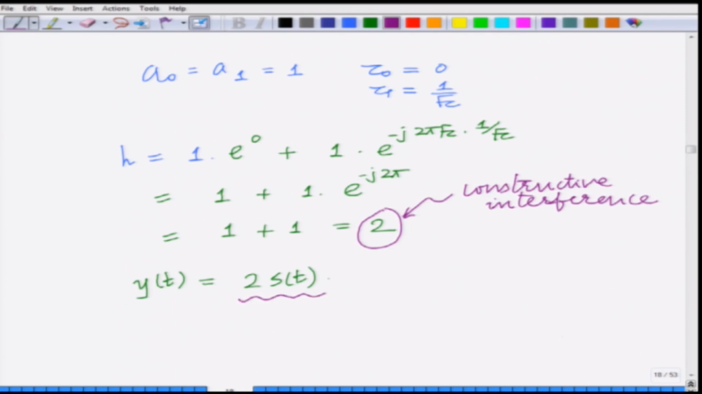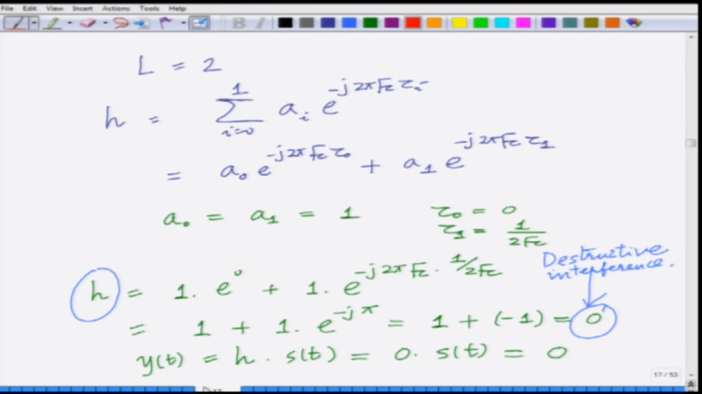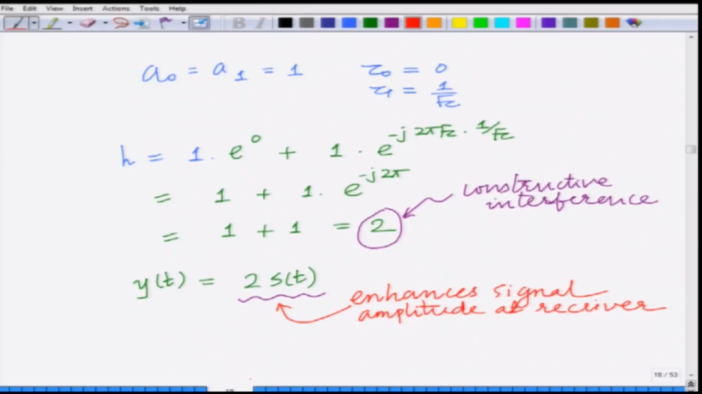So, this is basically enhanced signal amplitude. When these different multipath components cancel each other, you have destructive interference, or when these two multipath components add constructively, it leads to constructive interference, and that enhances the signal amplitude at the receiver.